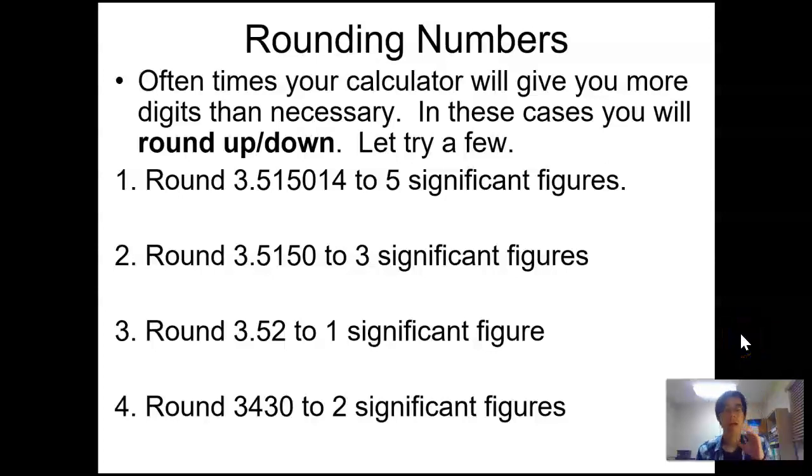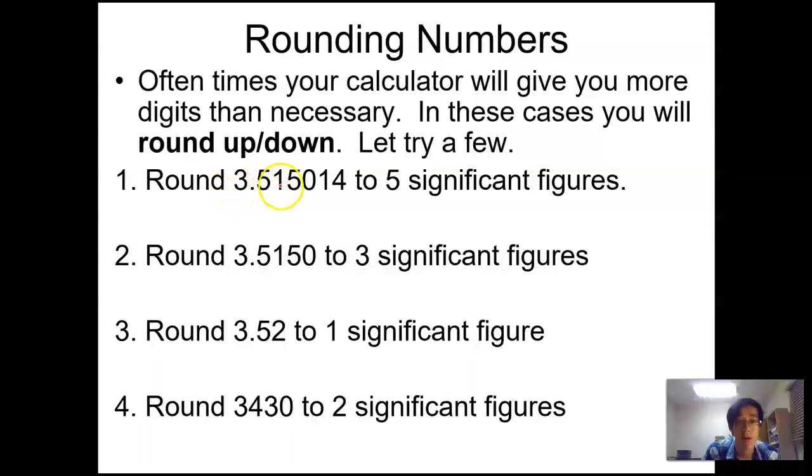Okay, so now let's look at rounding numbers using significant figures, because oftentimes your calculator is going to give you more digits than necessary. So when I put like 5 over 9, it's going to be like crazy numbers like 0.55555 forever. And I want to make sure my calculations or measurements are simple and easy to read. So we will round up and down based on a fixed amount of significant figures, numbers I actually care about for my precision. So let's look at this.